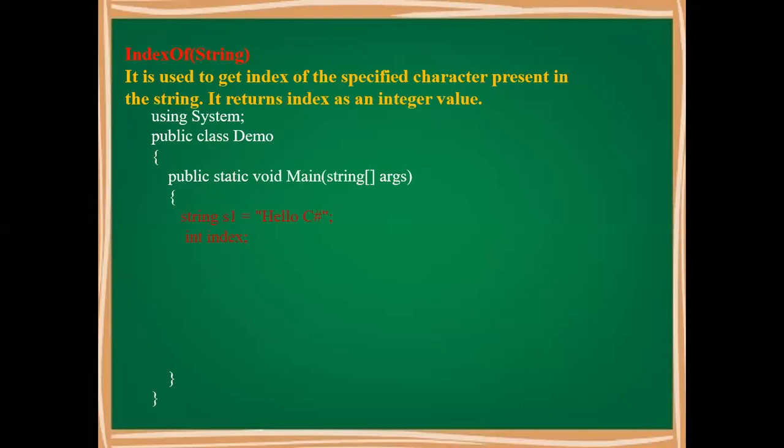We have a string s1 equals to "hello C sharp". And we have one variable, index, to assign the index number of the letter we want to find out. So we have written index equal to, in yellow font you can see, s1.IndexOf. So we are seeking the index of the letter H. In IndexOf, we have taken the letter as a parameter. What is that? Capital H. And we are ready to find out s1.IndexOf('H'). So we are asking what is the index of H in the s1 string.